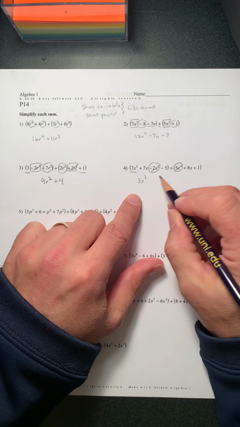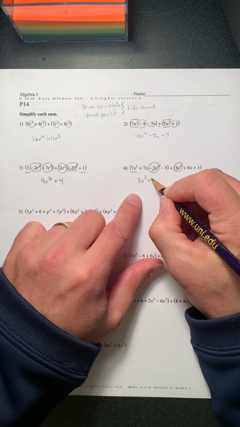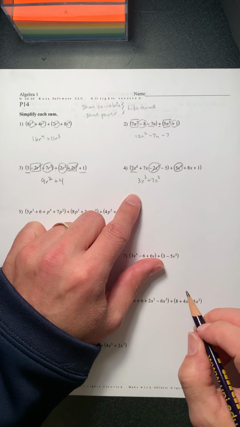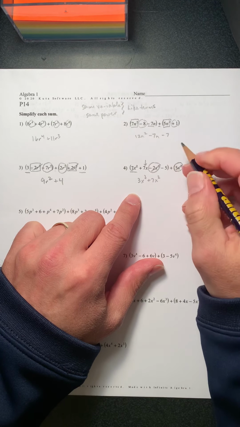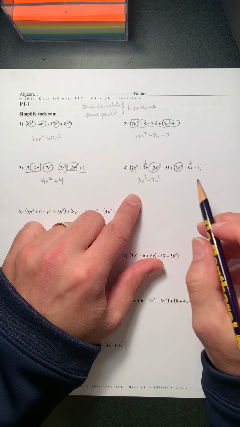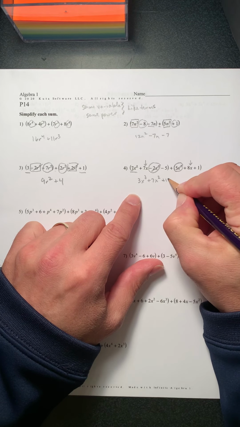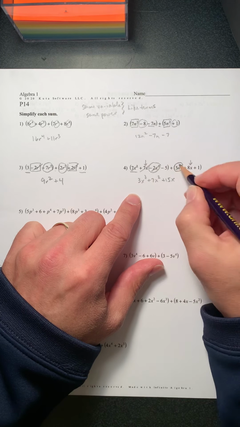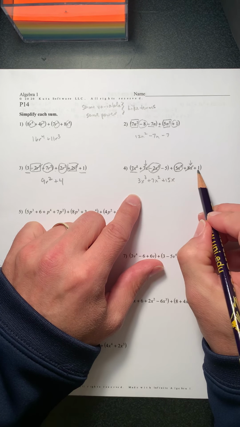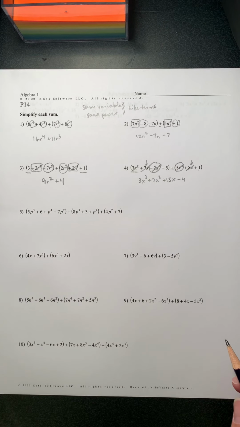7x to the 2nd has no common terms throughout the rest of the problem, and so 7x to the 2nd is part of our answer. 7x and a 8x, positive and positive, and we're adding together. 7 and 8 make 15x. Those guys are done. And we have a negative 5 plus the 1. And of course, negative 5 plus 1 is negative 4.